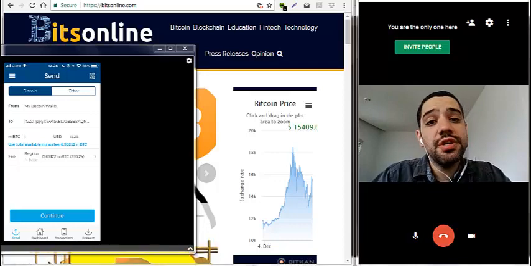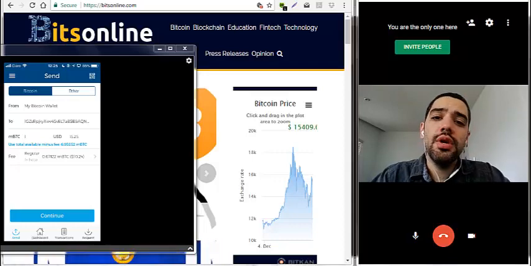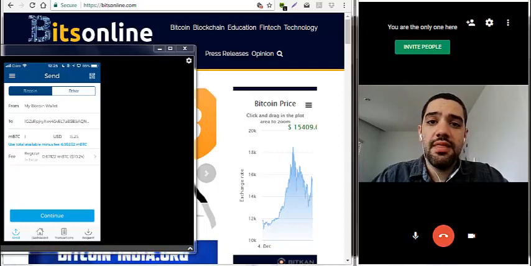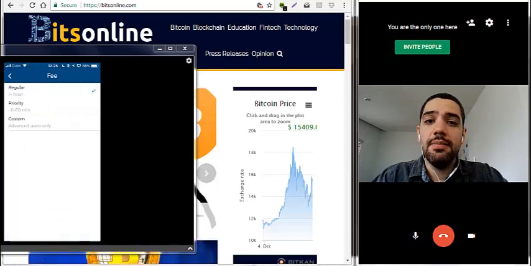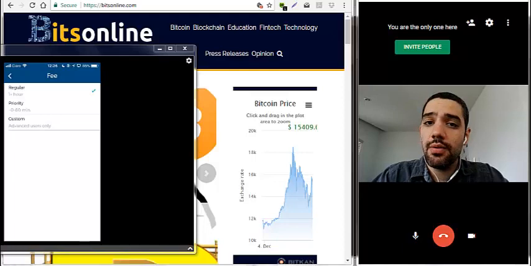So say you're in a rush and you want to send your Bitcoin transaction to confirm as fast as possible, you can tap on the fee tab and then you can select a priority fee, which will confirm your transaction in less than an hour.